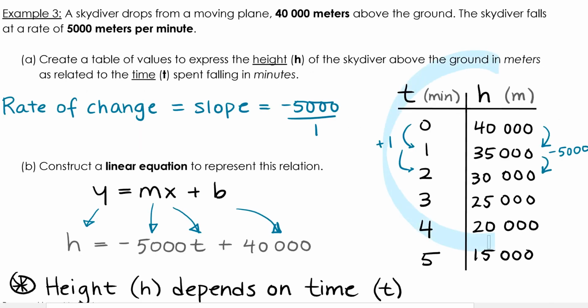Okay, so here's my table of values, and I used it to determine my rate of change, or my slope, which is calculated by the change in y value, or in this case, height, divided by the change in x value, or in this case, time. What would that look like? For us, negative 5,000 divided by 1 is our slope, or our rate of change, which we need when we're building the linear equation. M equals negative 5,000.